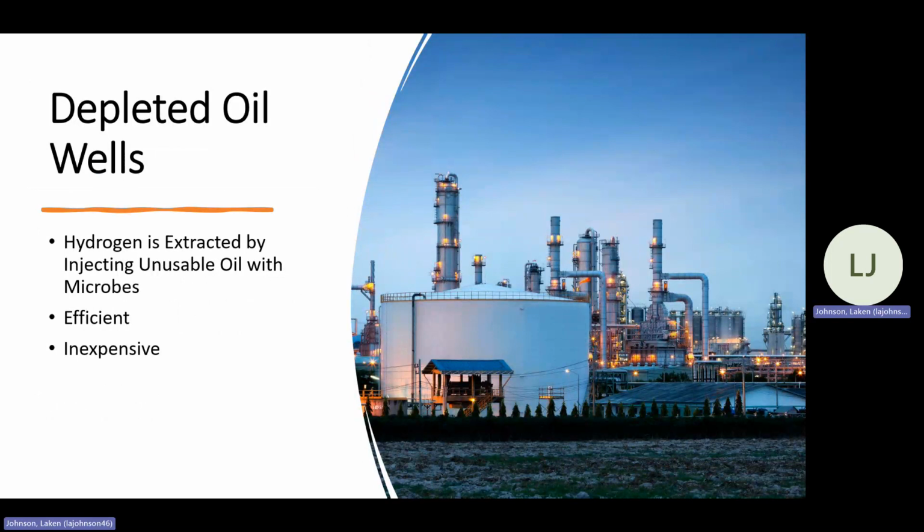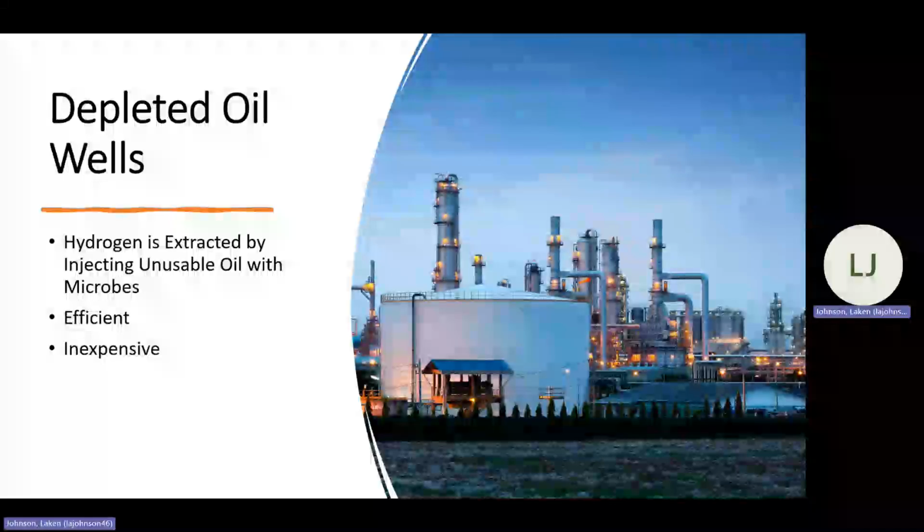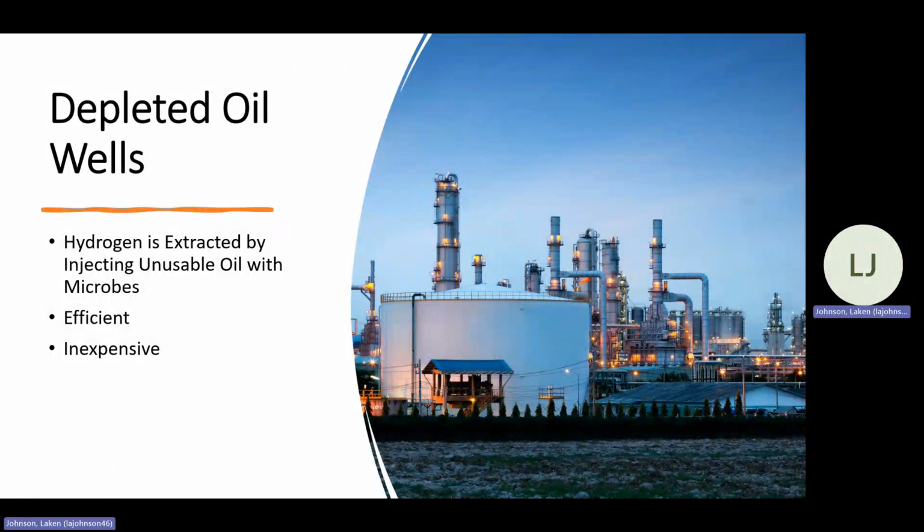And lastly, depleted oil wells. This was probably my favorite just because this unusable oil has no purpose, and once you inject that unusable oil with microbes, you can get the hydrogen out of that. It's very efficient and it's also inexpensive and nothing but profit, as like I said, the unusable oil wouldn't be used for anything else.